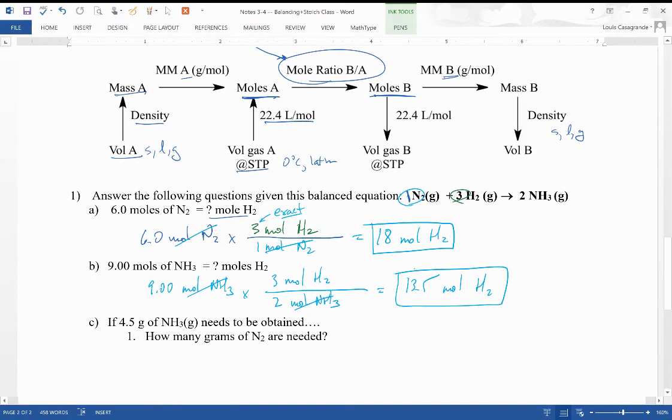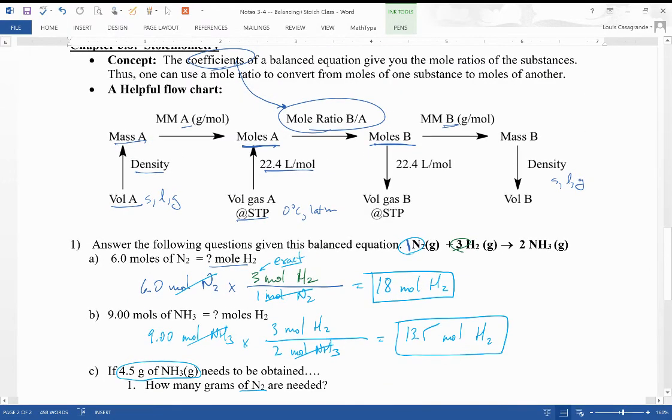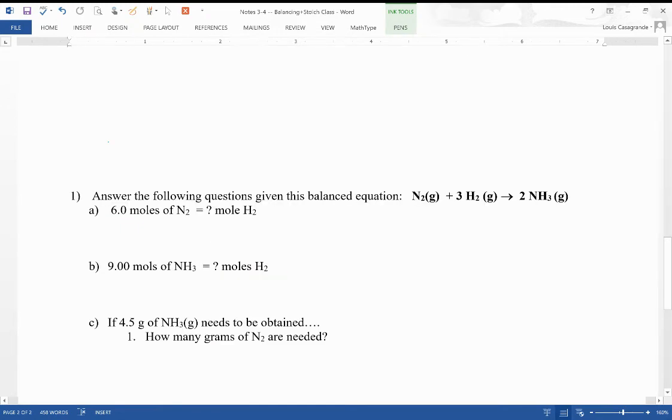Let's get things a little more complicated first. So now we want 4.5 grams of ammonia. So we have grams now. So we have to take the 4.5 grams of ammonia. And we want grams of nitrogen. So we're going from grams to grams. If you look at our flowchart up above, we're basically staying in that first line here: mass to moles to moles to mass.